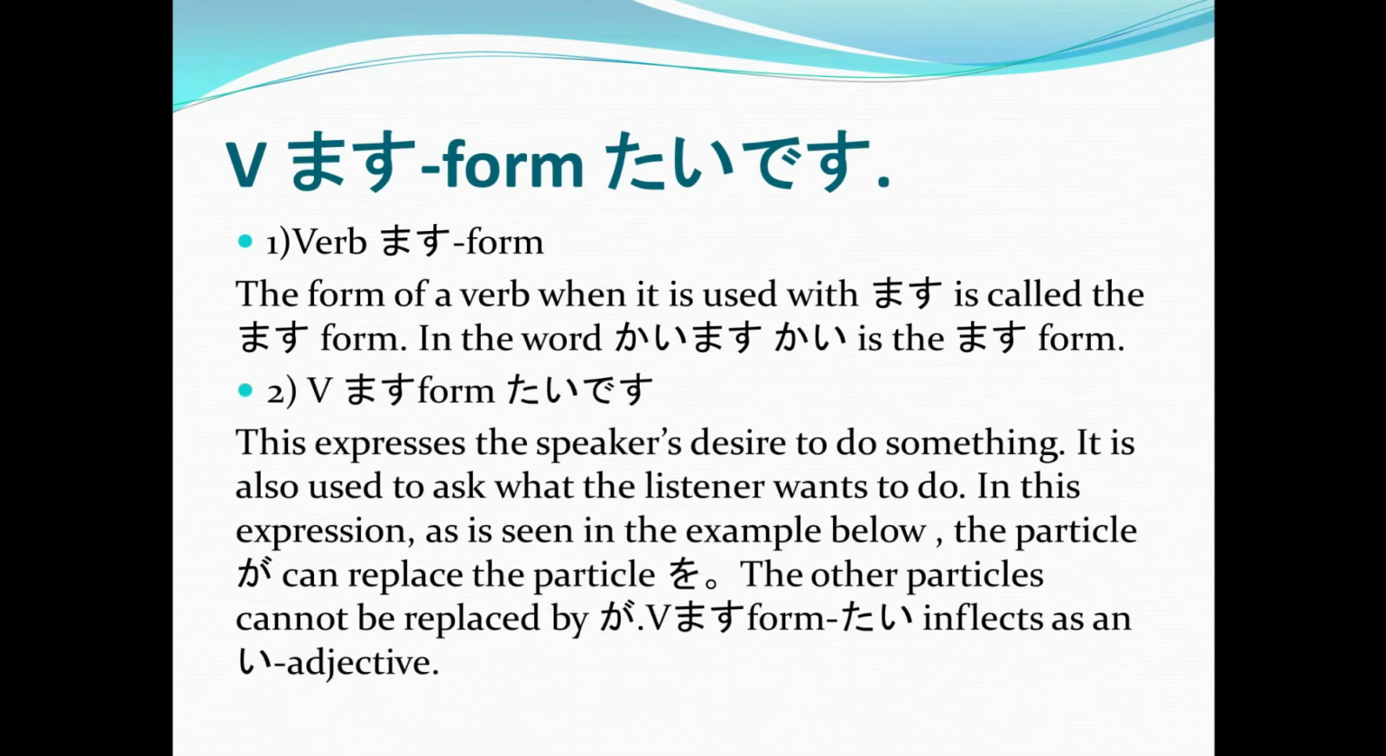So, verb masu form changes into tai desu. This expresses the speaker's desire to do something. It is also used to ask what the listener wants to do. In this expression, as is seen in the example in the next slide, the particle ga can replace the particle o. The other particles cannot be replaced by ga. Verb masu form tai inflects as an I adjective.